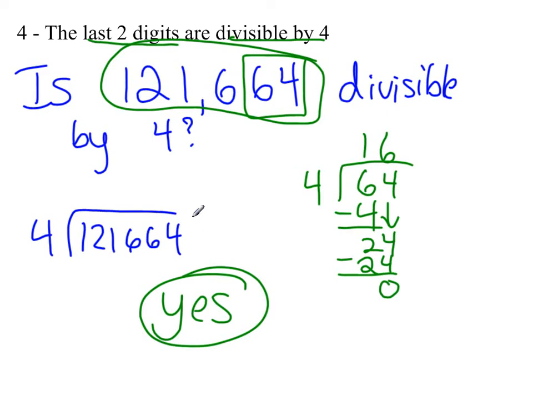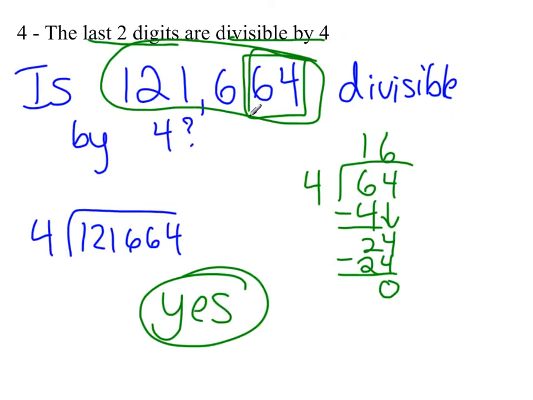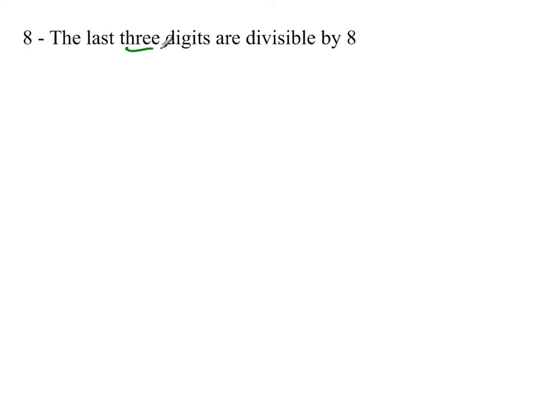Now, to correlate that back with number 2, right? It said the last digit is even. So 2 looks at the single last digit. 4 looks at the last 2 digits, and I'm going to cheat and skip down to 8 even though we haven't gotten there yet. 8 says look at the last 3 digits to see if they're divisible by 8. So it's very nice. Look at the last digit for 2, the last 2 digits for 4, the last 3 digits for 8, and you can basically find out if everything's divisible with the even numbers by just increasing the number of digits.